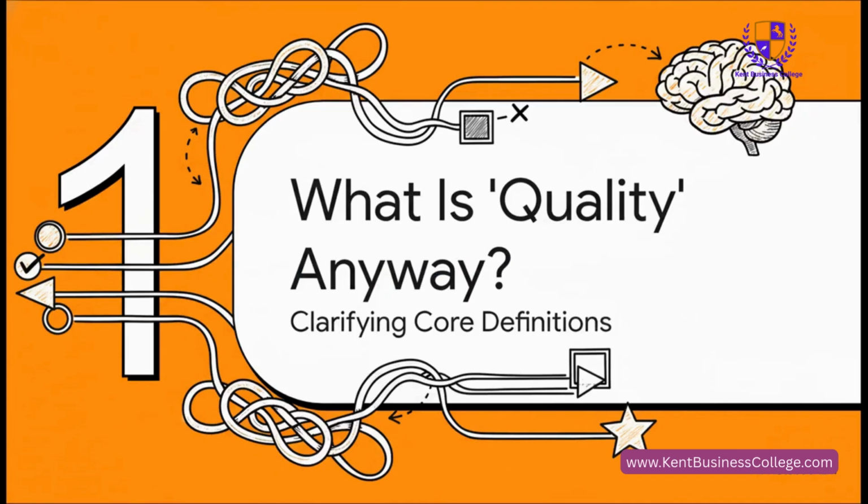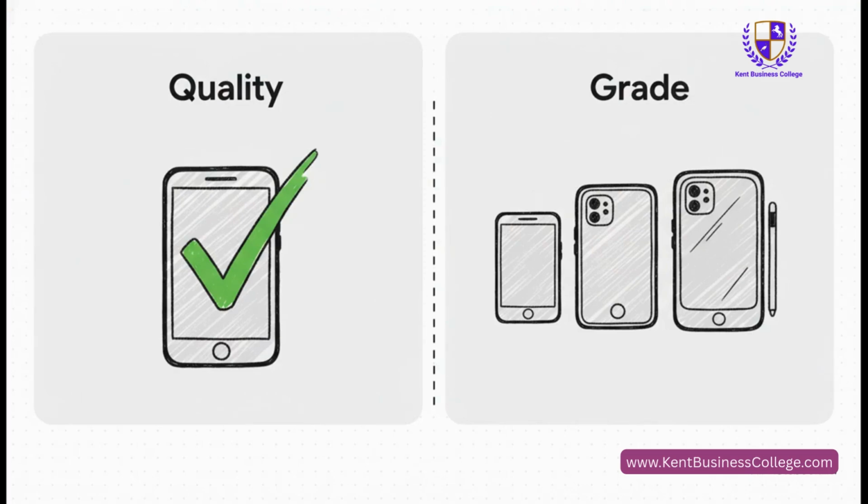So, to even start answering that question, we first need to get our heads around two pairs of terms that constantly trip people up on the exam. Getting these definitions right is absolutely fundamental. Okay, this is probably the biggest, most critical distinction you need to understand. Quality is not about how fancy or expensive something is. It's about one thing. Does it meet the requirements?